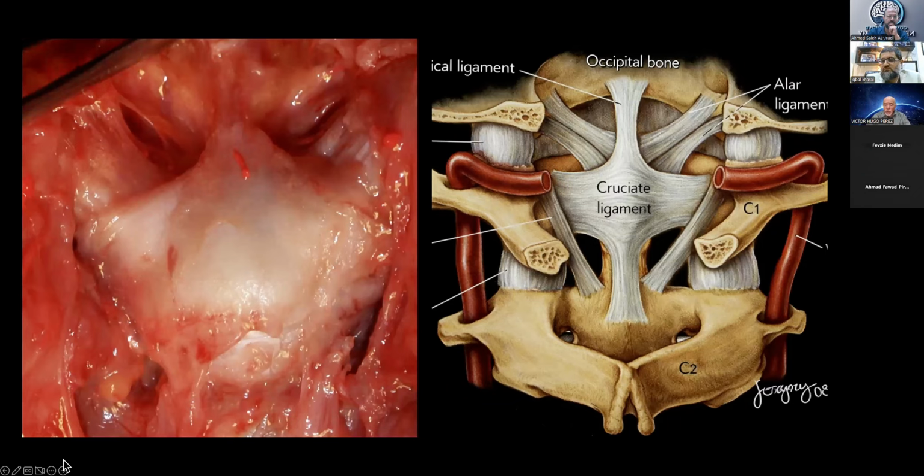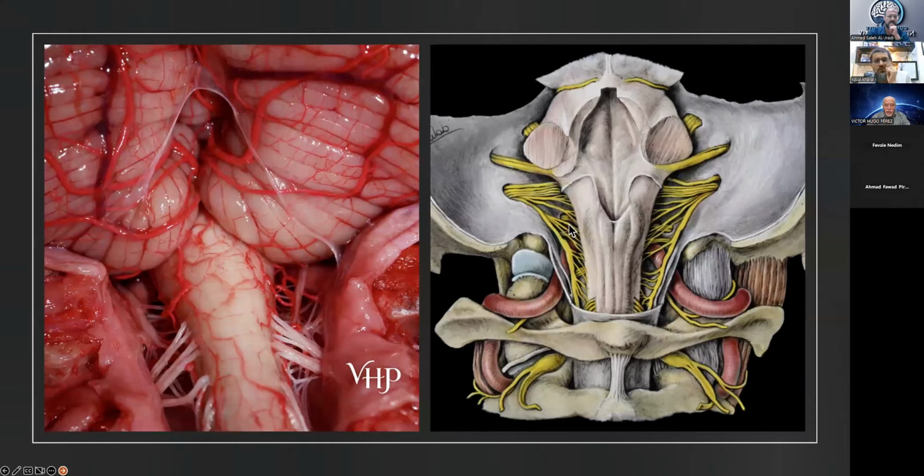This is another picture showing the posterior aspect of the posterior fossa and the craniovertebral junction. So here we have the lower four cranial nerves. On the left side, we have the tonsils of the cerebellum, the medulla oblongata, and the transition between medulla oblongata and upper cervical spine. Here we have the first spinal nerves, 1, 2, 3, the posterior spinal nerves.